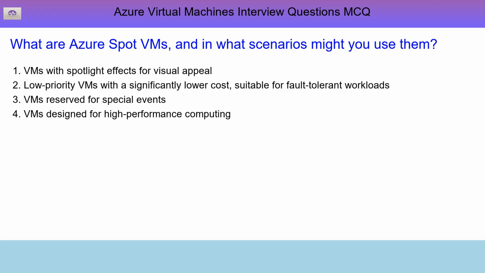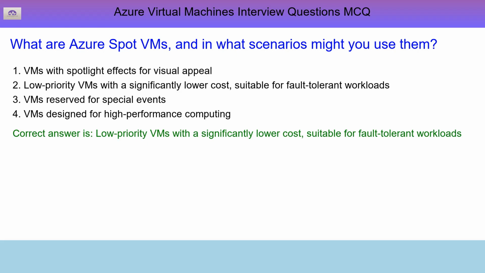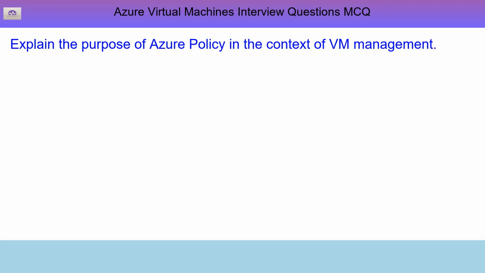3. VMs reserved for special events. 4. VMs designed for high-performance computing. The correct answer is low-priority VMs with a significantly lower cost. Suitable for fault-tolerant workloads. Explain the purpose of Azure policy in the context of VM management.